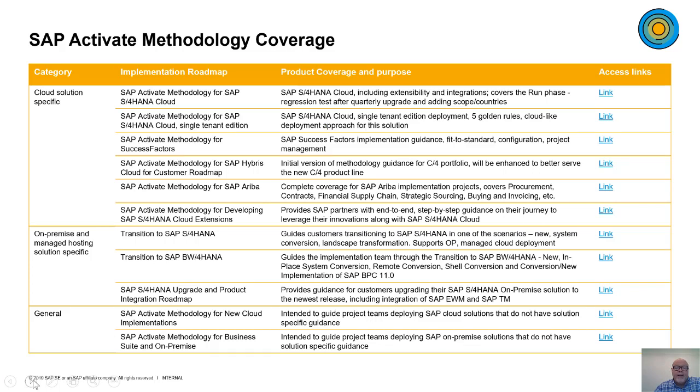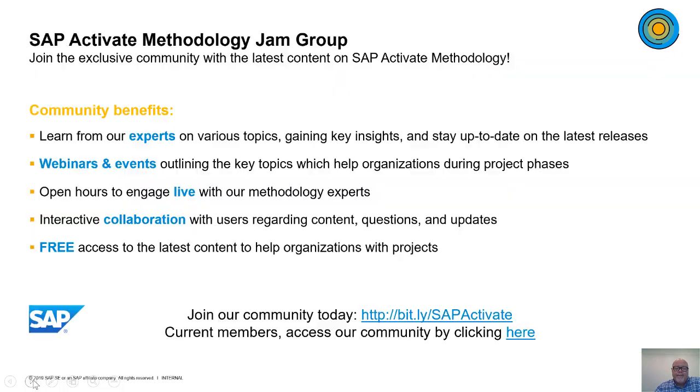This is a slide that gives you a nice area of coverage of SAP Activate. Today, we're talking a little bit more about SAP S/4HANA Cloud, but as you can see, we cover the single tenant edition, otherwise known as private cloud. We cover the SAP SuccessFactors solution, the SAP Hybris Cloud for Customer solution, the SAP Ariba solution, and developing SAP S/4HANA Cloud extensions. And as you can see in the middle, towards the bottom there, we still cover the on-premise implementations with Activate as well. Also, we have general roadmaps that give customers the idea of how to set up their own roadmap based on a general aspect of deploying SAP solutions.